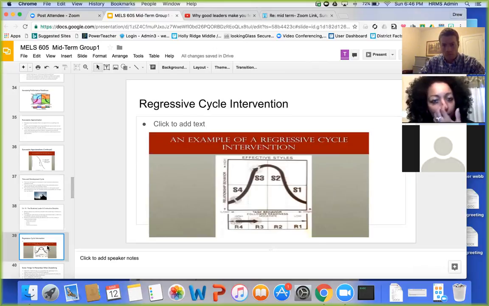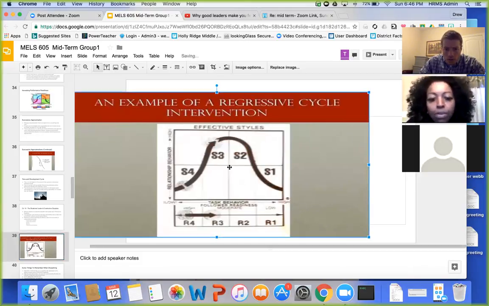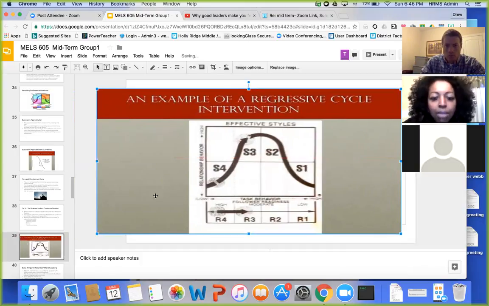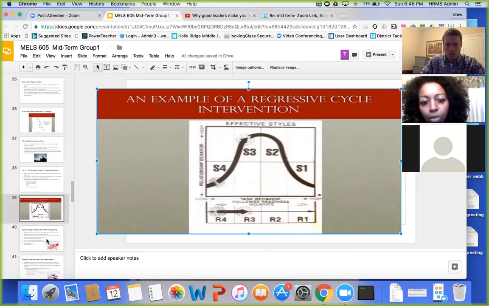And then there's a visual of the regressive cycle intervention. If you can see that at the bottom, the task behavior, the person was functioning at R4, so the manager was just delegating. I mean, they're willing, able, confident to do the job. And then something happens, and their performance drops down to R3. So that's an example of that. And so you would go from where you were just delegating to S3, which is participating. You would help more.